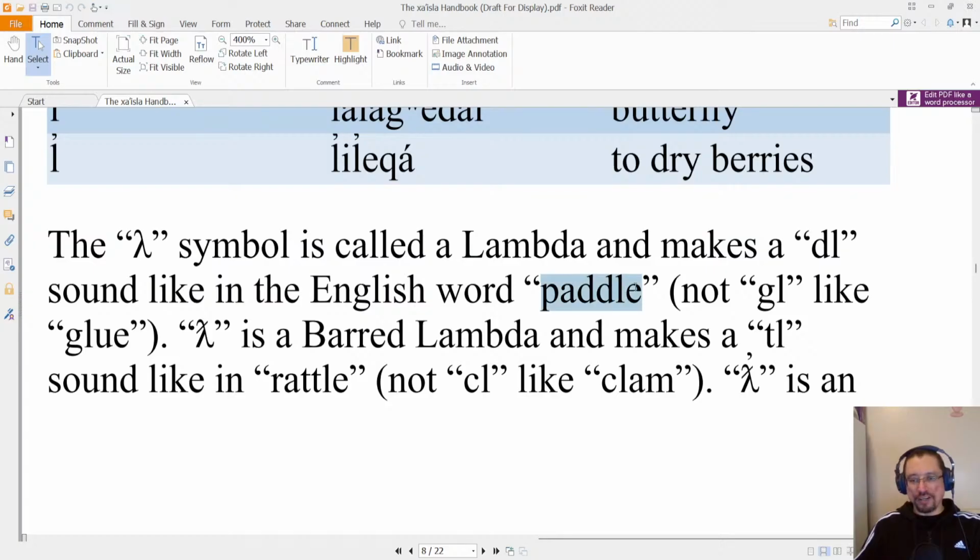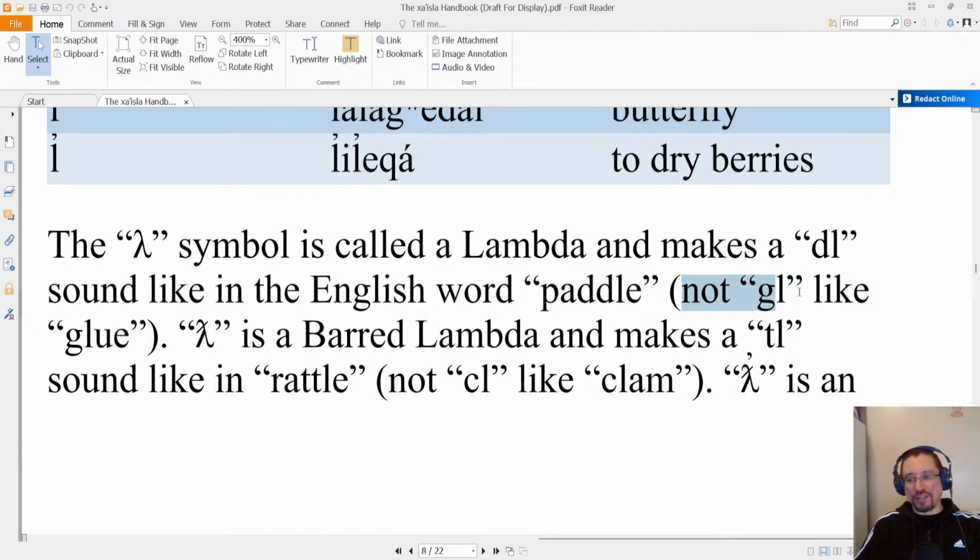Thinking back, this is actually not a very good example. I would say a better example in English would be madly, sadly, or gladly, instead of paddle. So I would say madly, gladly, sadly are much better examples of the lambda sound.